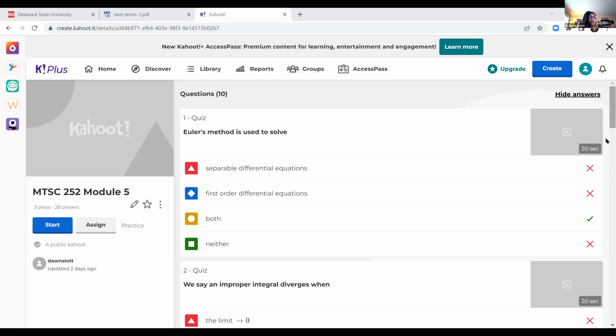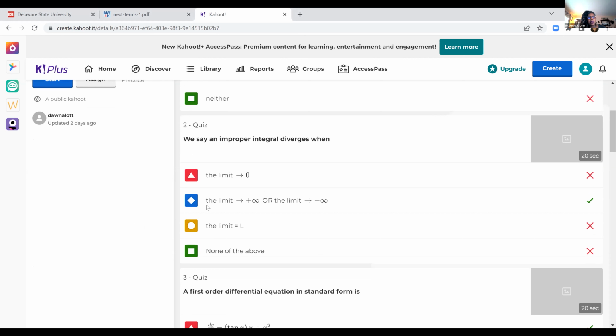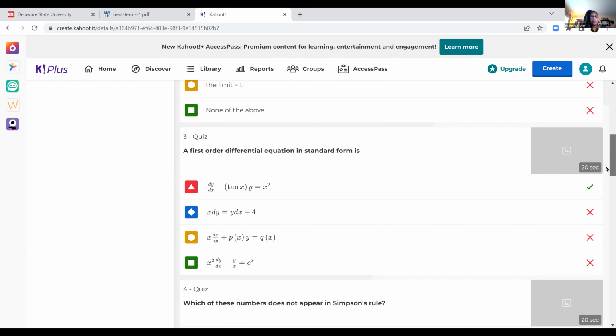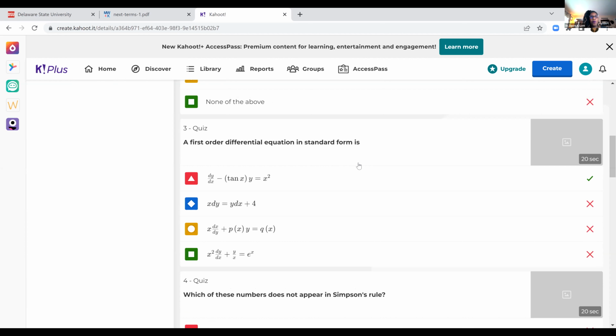Okay, number two. We say an improper integral diverges when the limit goes to infinity or minus infinity. So if you're trying to find an improper integral, and remember we're doing the limit as t goes to infinity, and then you put t inside the integral. If you get infinity or minus infinity, the integral diverges. If you get a number, you get 0 or a number, it converges. Okay. The first order differential equation in standard form was the first one. The second one, remember, standard form is dy/dx plus p of x times y is equal to q of x. So this one got a lot of people tripped up.